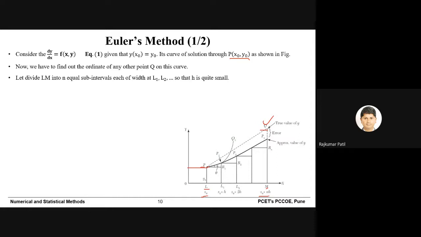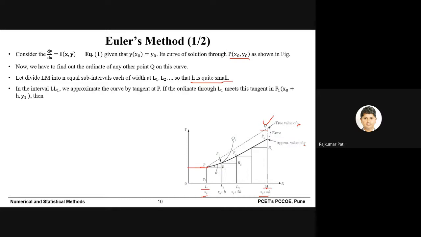And the accuracy of the value of y depends on the value of h. In order to get a more accurate answer, we need to keep the value of h as small as possible. So whenever you are going to apply Euler's method, you need to divide this interval LM into n number of equal sub-intervals, and the number of intervals should be maximum so that h will be very small.